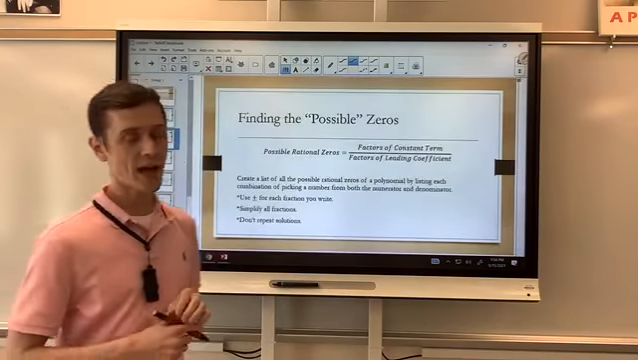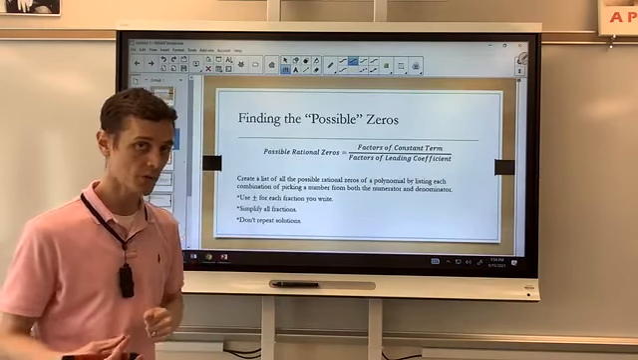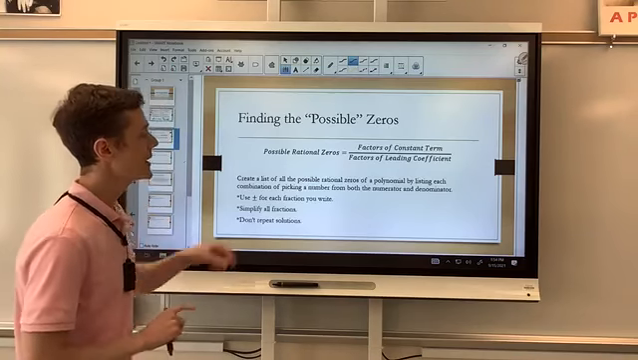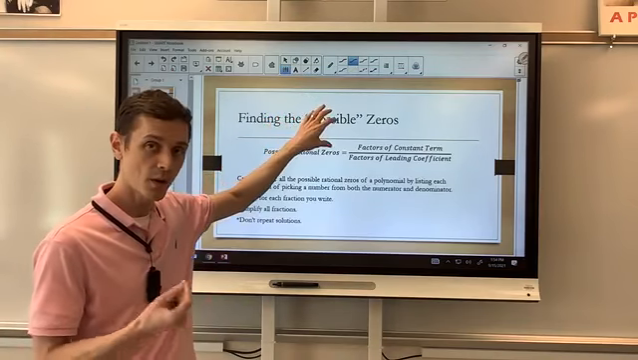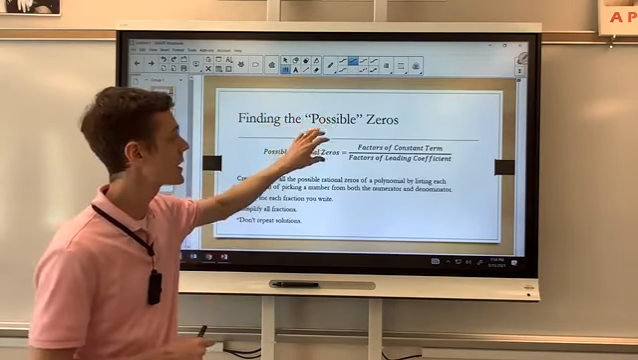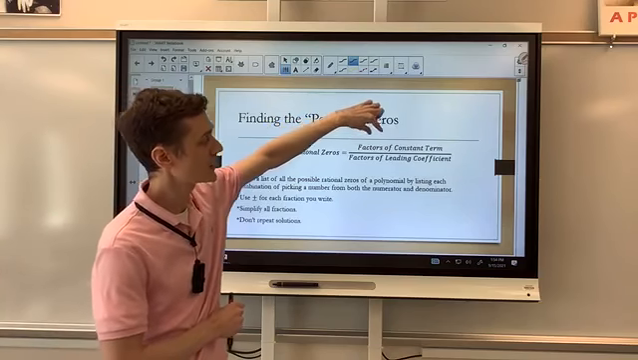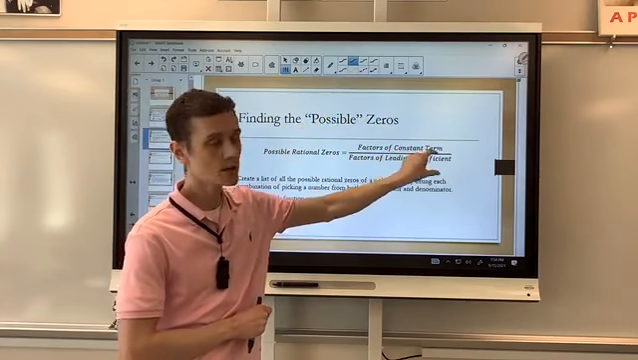So now let's look at the actual rule for finding our list of possible zeros. We're going to look at 3 different types of questions, but first we're going to begin with the possible zeros. Now, the possible rational zeros are the ones that, if we plug them in for x, the polynomial will end up equaling 0. We're going to find the ones that are possibly the correct answers by looking at the factors of the constant term and the factors of the leading coefficient.